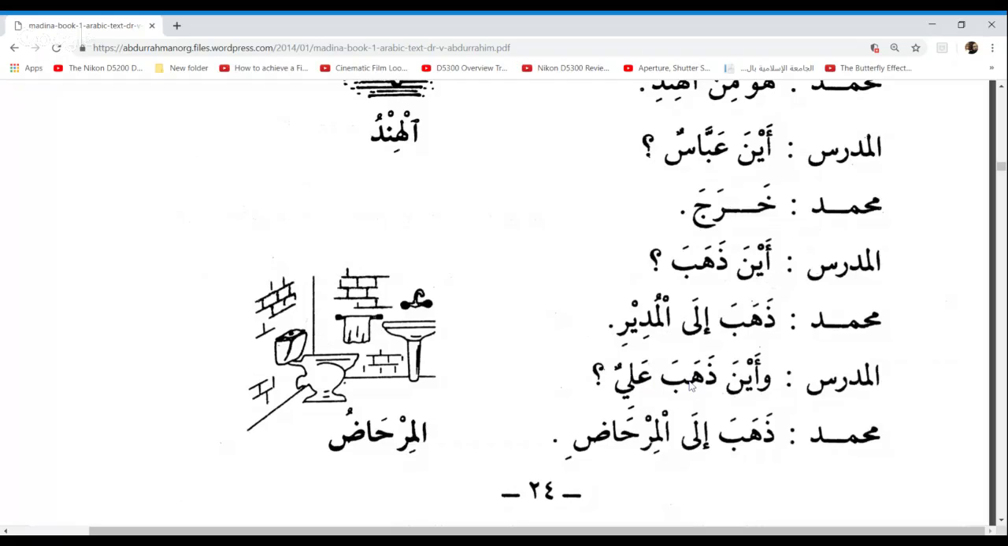Dhahaba is the verb. Verb in Arabic is fi'l. So dhahaba being the fi'l, the verb, and Ali being the doer of the verb, known as the fa'il. The fa'il is the doer of the verb. So we have the fi'l and the fa'il. Also, the last point here is that aliyun ends marfu' with a dhamma or two dhammas, not with kasra and not with fatha.